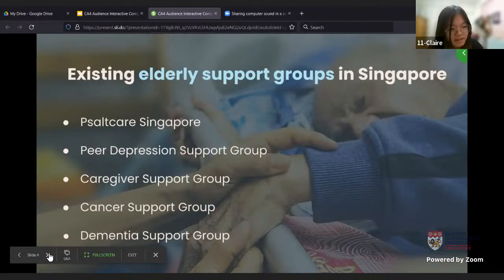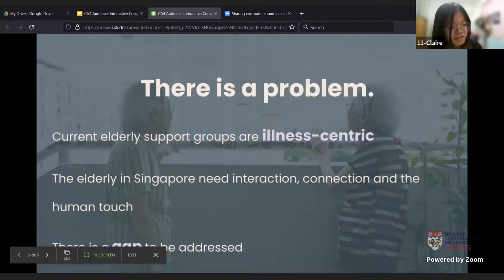However, there is a huge problem that our organization believes should be addressed right now. From caregiver dementia, cancer to depression, existing support groups for the elderly in Singapore are illness-centric. There remains a gap in meeting the needs of a huge proportion of the elderly in Singapore, which is the desire for interaction, connection, and a human touch. Therefore, our group strongly advocates for the provision of holistic and empowerment-oriented support groups in various institution settings in Singapore. We know this will directly address the worrying trends of depression experienced by an increasing number of elderly here. So now I will share the solution.